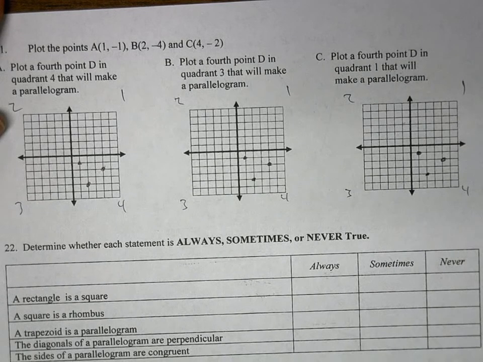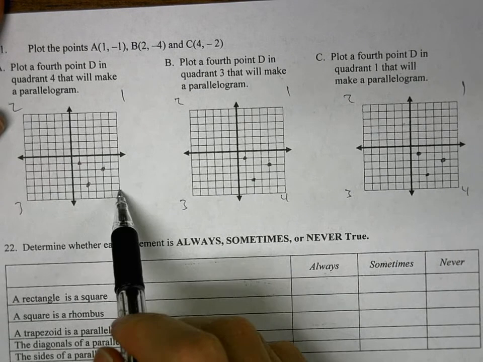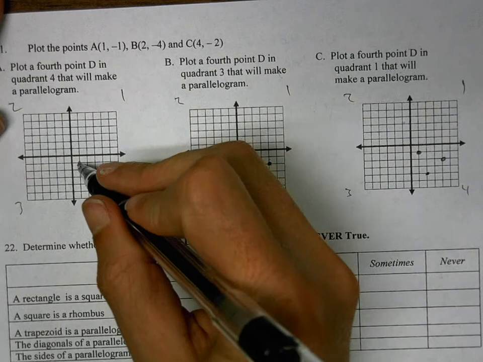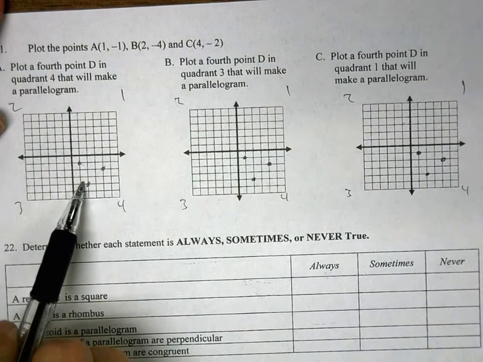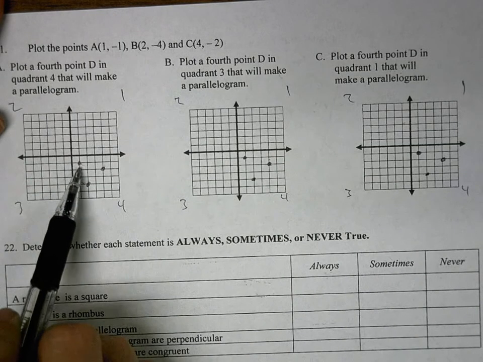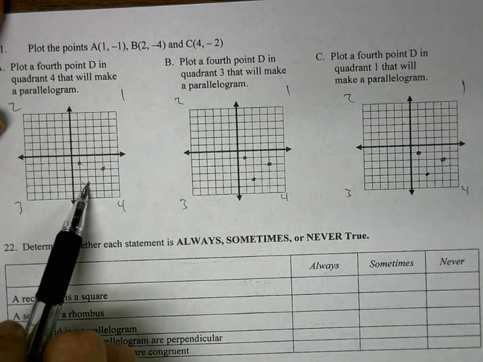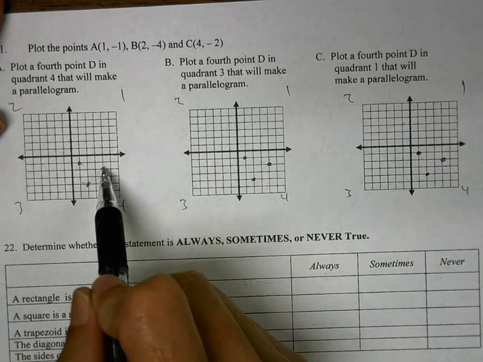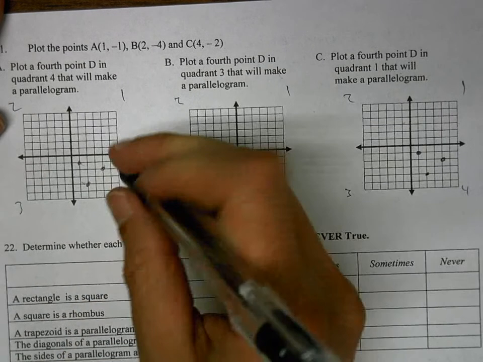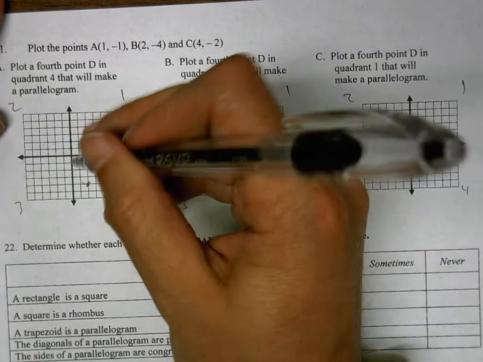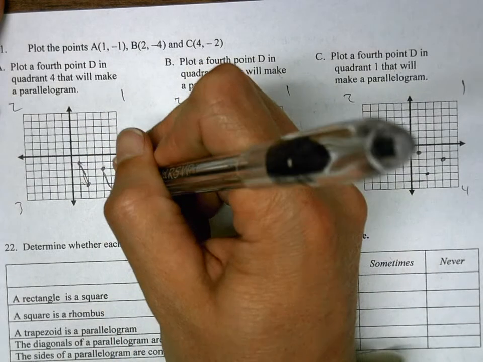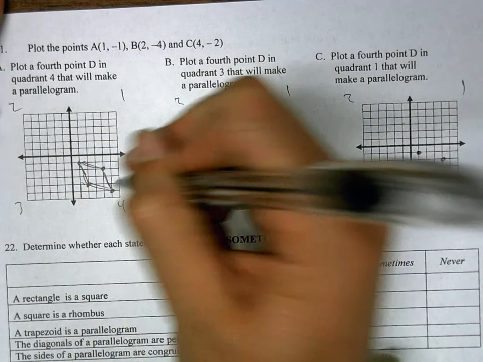So if I want to end up in quadrant 4, if I went from this point to this point, I would go down 1, 2, 3, right 1. So from the other point, I go down 1, 2, 3, right 1. And there you go, there's a parallelogram.